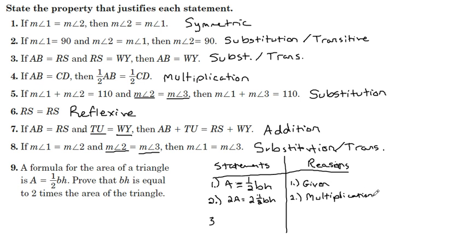And then number 3 here, we arrive at 2A is equal to BH. Okay, and what happened there, we just did substitution, or simplified. Okay, and so using algebra, we proved a geometric formula where 2 times the area equals this quantity BH.